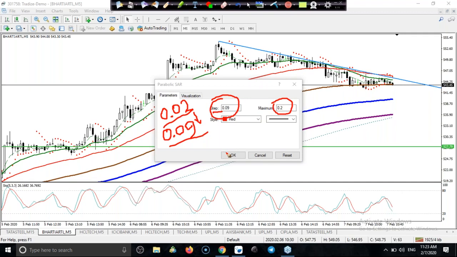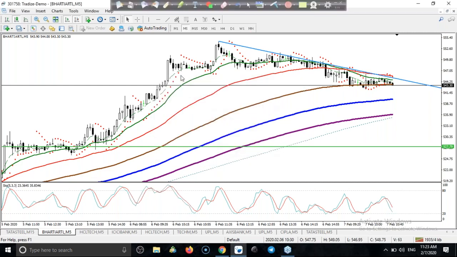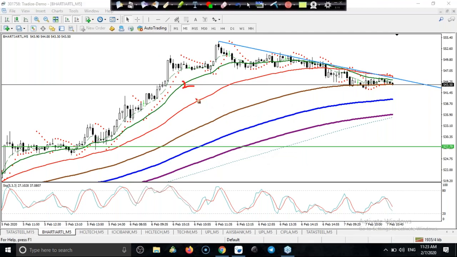All right. And I think everybody knows I'm also using moving averages. These are all moving averages I'm using. This is the 20 moving average, this is the 50, this is the 100, this is the 150, and this is the 200 moving average. All are exponential, except this dotted line. This dotted line is the 200 SMA. Rest of them are all EMA.